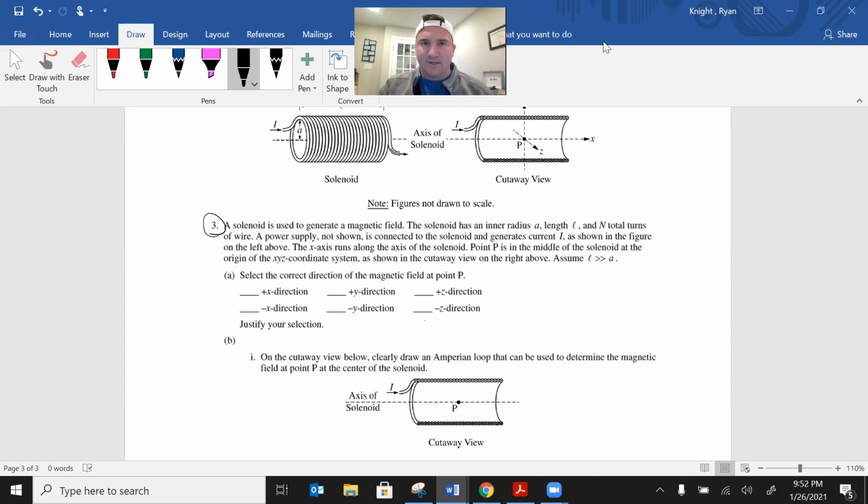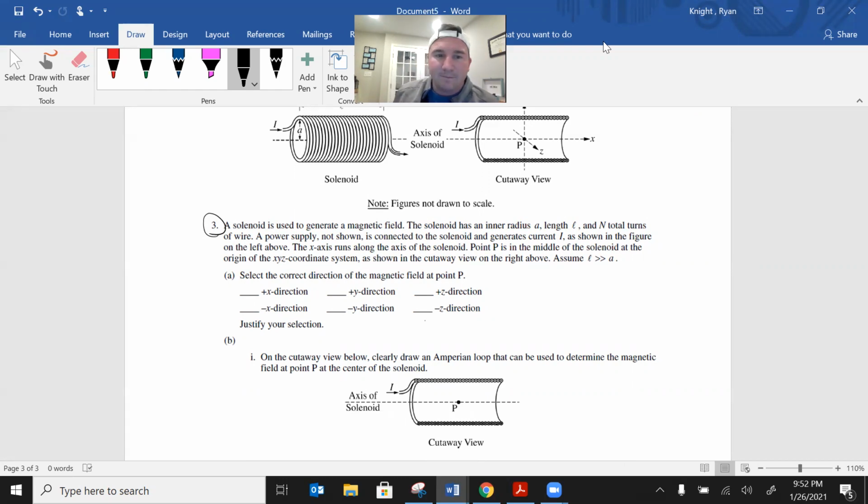That just tells us that the solenoid is going to be ideal, right? It's an ideal solenoid because L is much greater than A. We don't have to worry about deformation of the field at the ends or in the middle. So select the correct current or direction of magnetic field at point P.